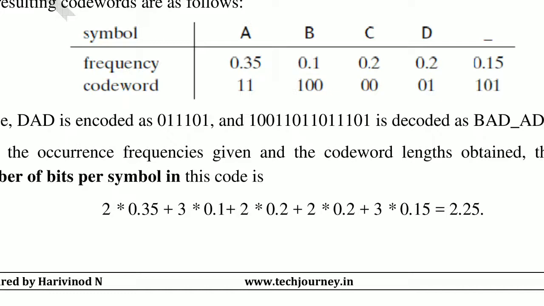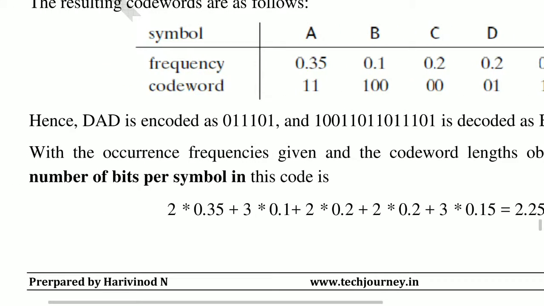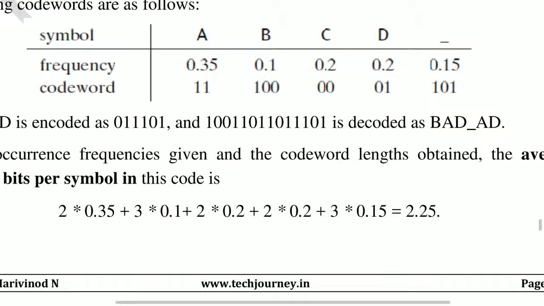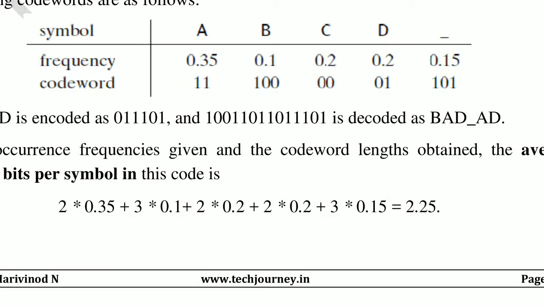The code for B is 1, 0, 0. How many bits? 3. So 3 into 0.1. Similarly for C, the number of bits in the code word is 2. So 2 into 0.2. For D, how many bits have I used? 0, 1. Only 2 bits. So 2 into 0.2. When you add up all these, I end up with 2.25. So this is the number of bits required per symbol of this code.